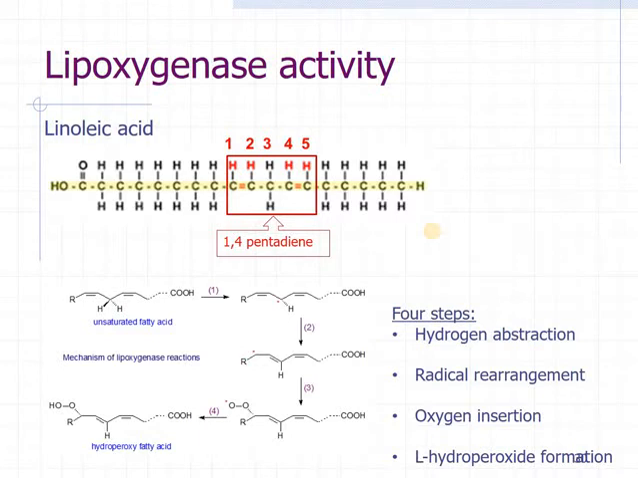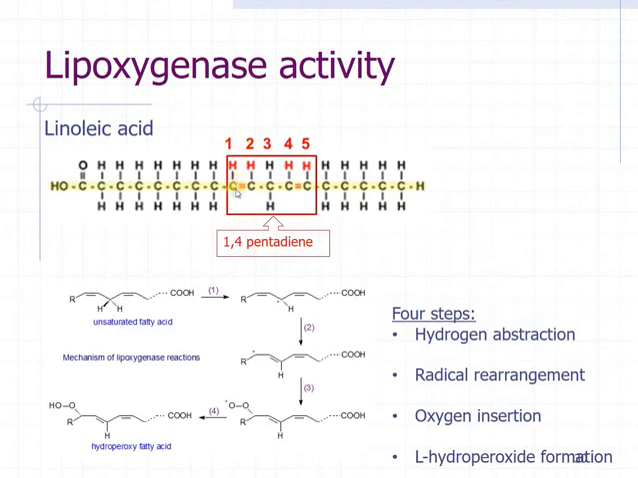So it lowers the activation energy required for this chemical reaction to take place. Now, as we already mentioned, lipoxygenase is specific to what we call a 1,4-pentadiene. So it only catalyzes a reaction where there are double bonds. There must be 2 double bonds, and they must be in the specific sequence.